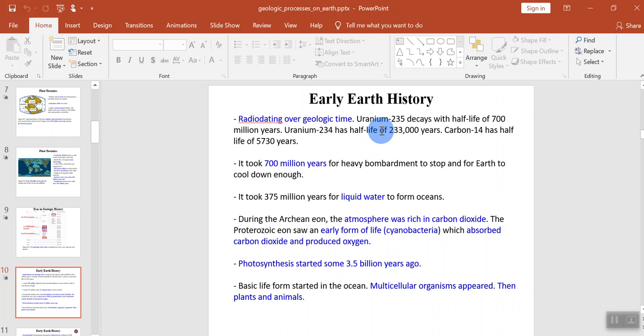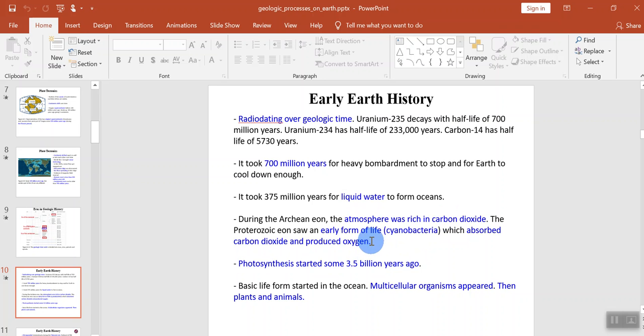Some of these isotopes can give us radio dating over long periods, like rhenium-235 or just carbon-14. It took 700 million years for heavy bombardment to stop and for Earth to cool down enough. It took 375 million years for liquid water to form oceans. And during the first eons, where there were no bones or hard shells, the atmosphere was rich in carbon dioxide.